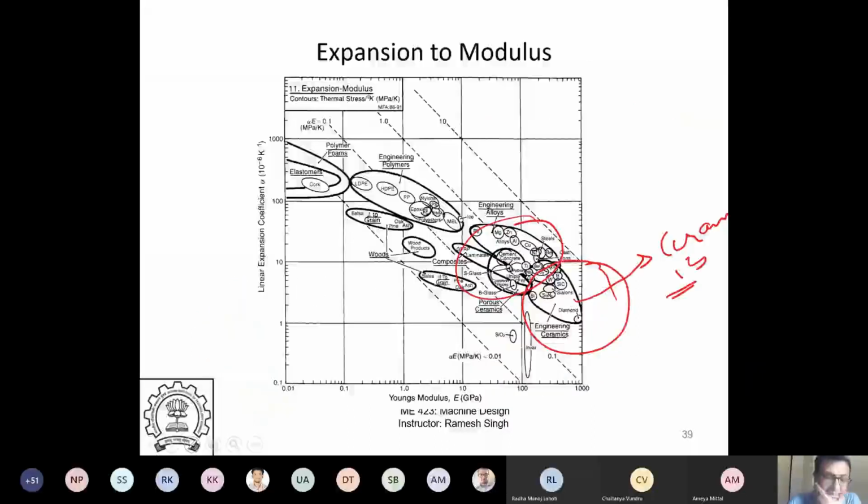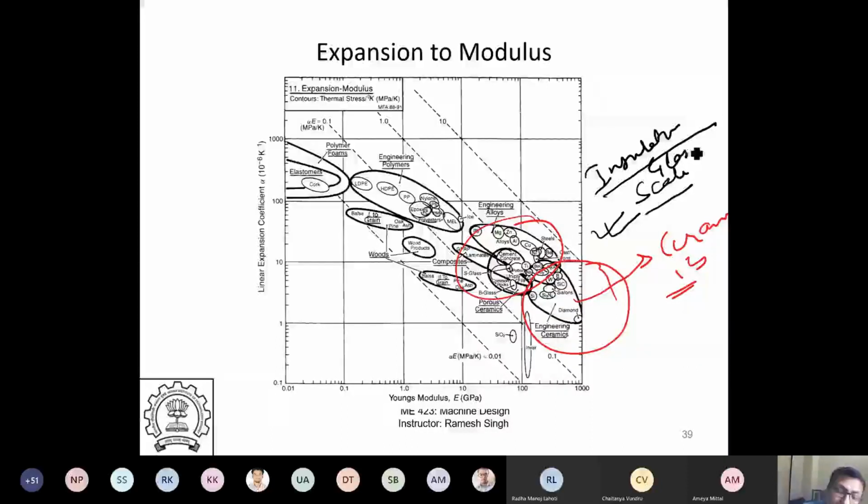Now expansion to modulus, if you see, again, my coefficient of thermal expansion to modulus, I have very high modulus, low thermal expansion. Ceramics are very thermally stable. So if I want to make an insulator, I will use this. I want to make a scale. So glass scale is actually very precise. Most of the precise measurement systems, positioning systems use glass scale.